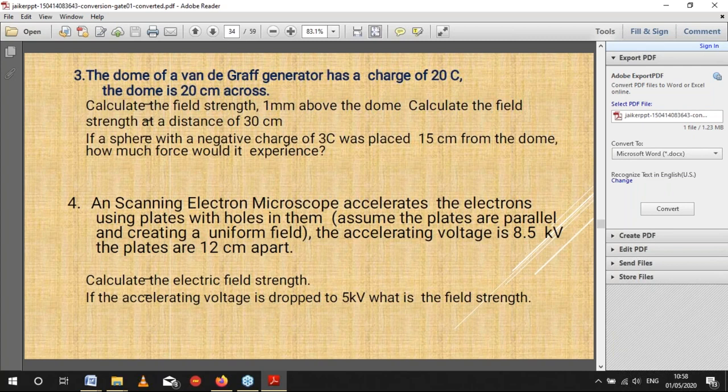I repeat question number 4 again because our time is up. A scanning electron microscope accelerates the electrons using plates with holes in them. Assume the plates are parallel and creating a uniform field. The accelerating voltage is 8.5 kV and the plates are 12 cm apart. Question A. Calculate the electric field strength. Question B. If the accelerating voltage is dropped to 5 kV, what is the field strength?